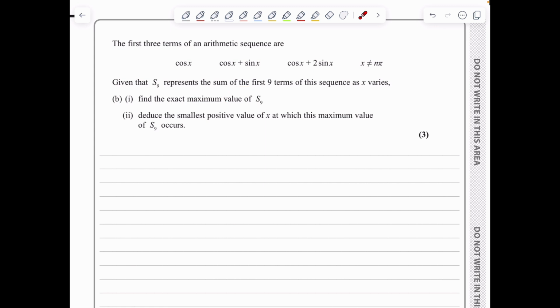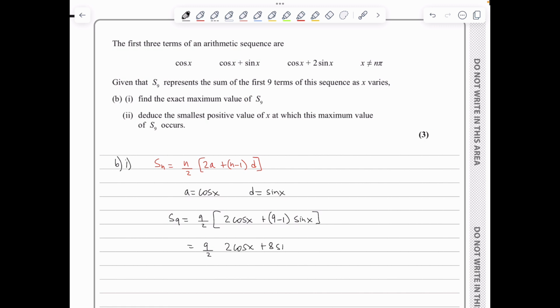Well, let's start by reminding ourselves that the sum of the first n terms of an arithmetic sequence is given by n over 2 times 2a plus n minus 1 d, where a is the first term, and in our case, a can be seen to be cos x, and d is the common difference. In our case, it's sine x, because we can see that we add sine x each time to go to the next term. So in our case, we've got that S9 is 9 over 2 times 2 cos x plus 9 minus 1 times sine x. So this is 9 over 2, and we've got 2 cos x plus 8 sine x within the bracket.